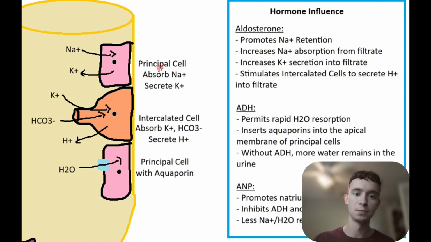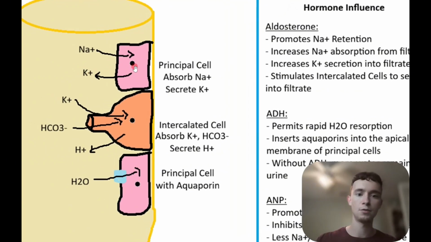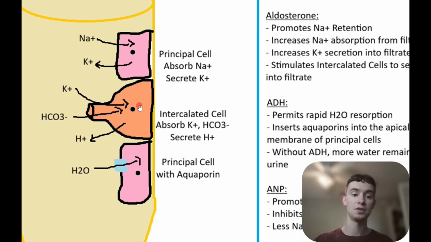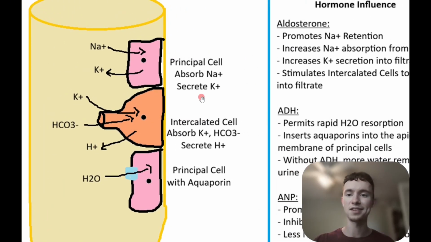So it helps your principal cells absorb more sodium, and naturally if you absorb more sodium, you excrete more potassium. So more potassium will eventually be secreted as well in the principal cell with aldosterone influence on the principal cell. And then also aldosterone influences intercalated cells to produce more H+ into the urine, making it more acidic.